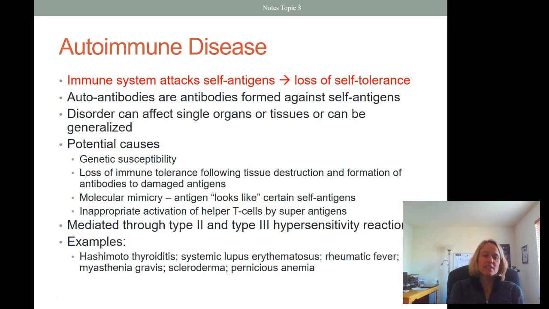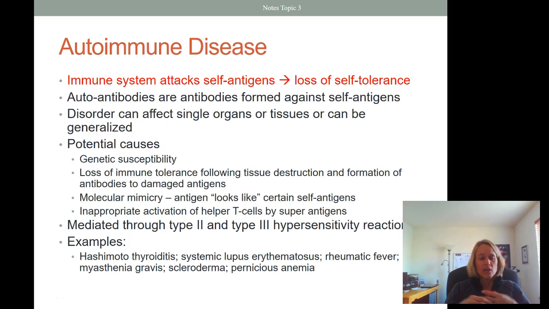Okay, autoimmune diseases. This is where the immune system attacks self-antigens due to a loss of self-tolerance. So we get these antibodies that are formed against our own body antigens, and that produces a response that can damage our tissues. It can affect a single organ or tissue, or it can be more widespread or generalized, such as we see with lupus.